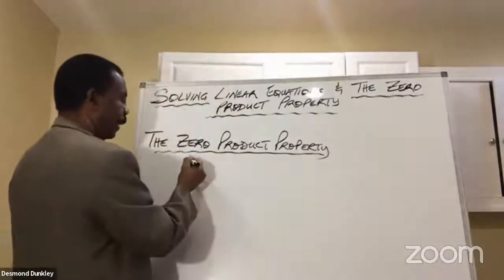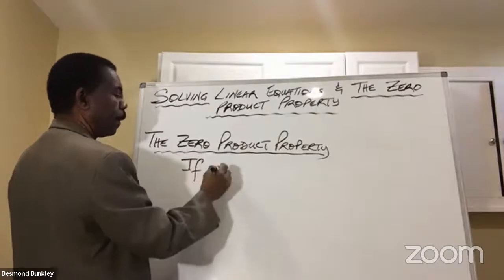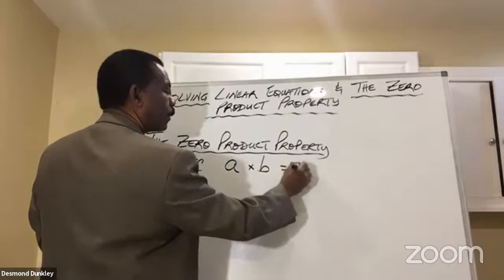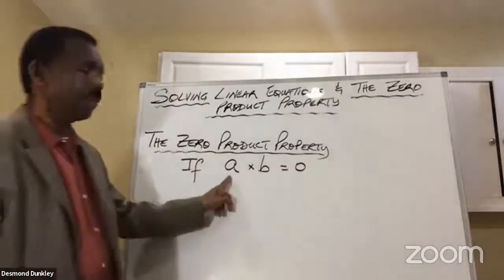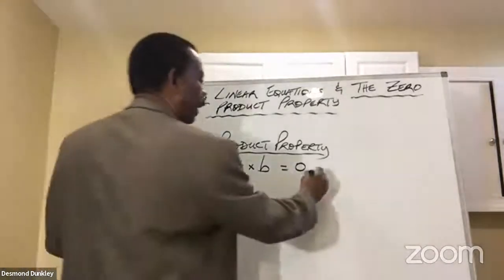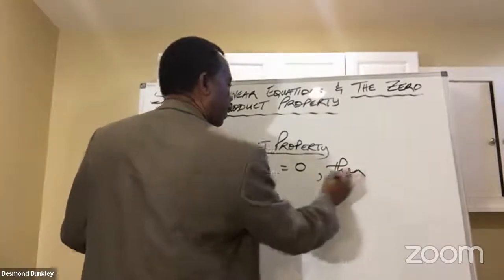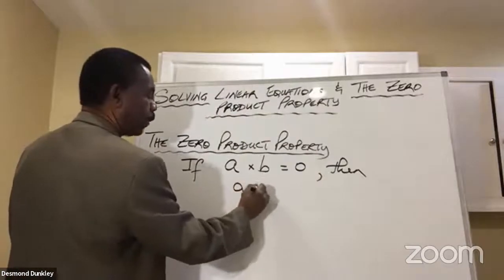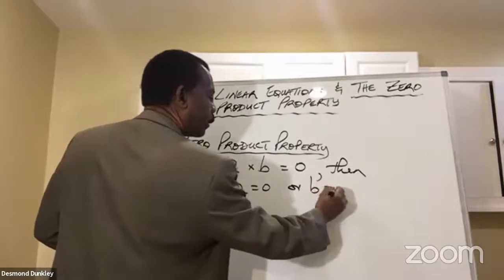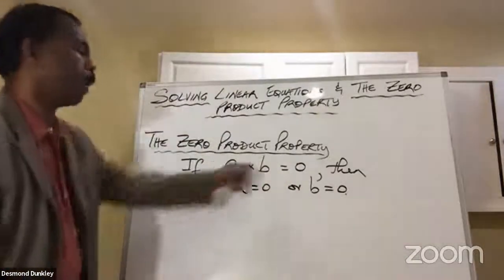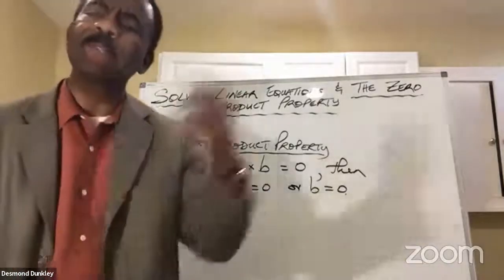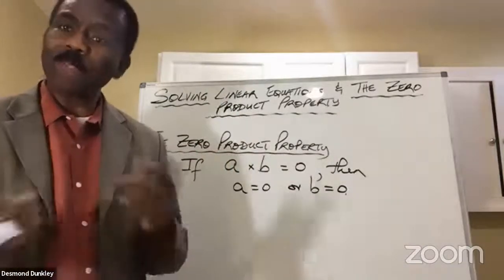What do I mean by that? If A times B is equal to 0, if something times something is equal to 0, then A is equal to 0 or B is equal to 0. One of them has to be 0. That's the only way you could multiply and get 0. That's it. That's all.